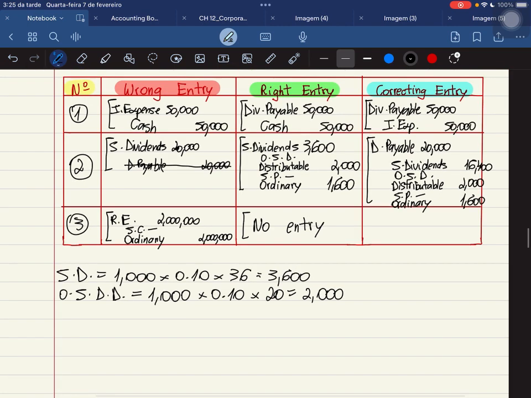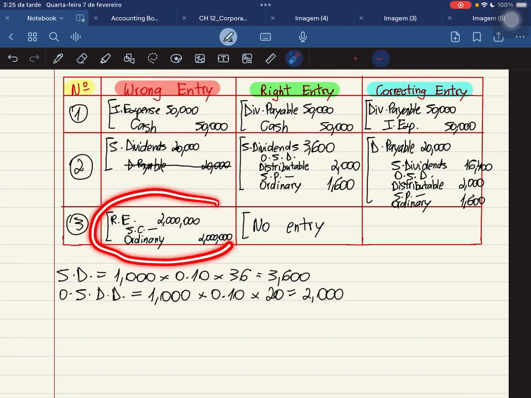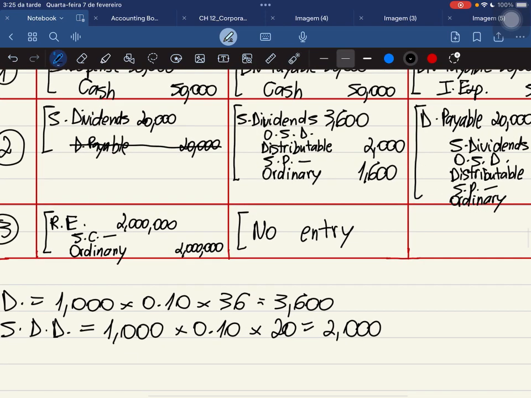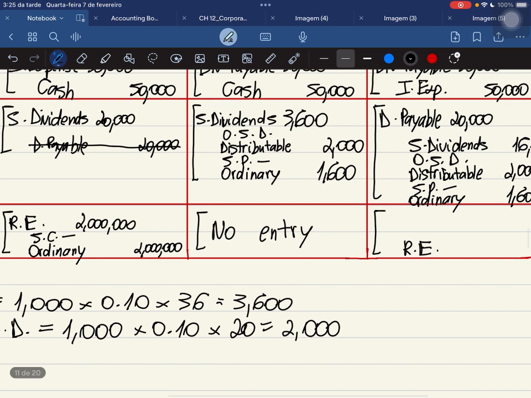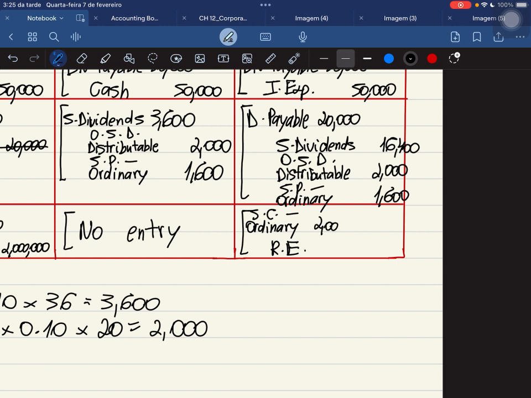But anyways, since this was the entry that we made and we were not supposed to make any entries, we can pretty much cancel the previous entry, right? And how do we cancel an entry? Well, we just reverse the positions. So we have retained earnings at the bottom and share capital ordinary at the top. And the value would be the same for both of them.